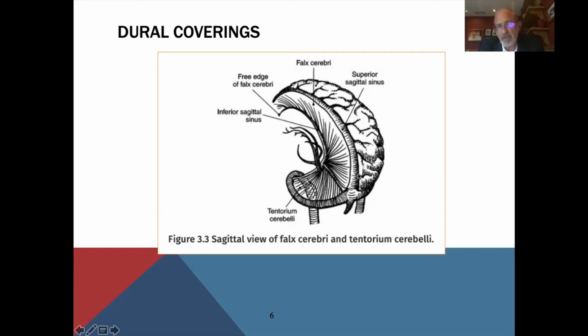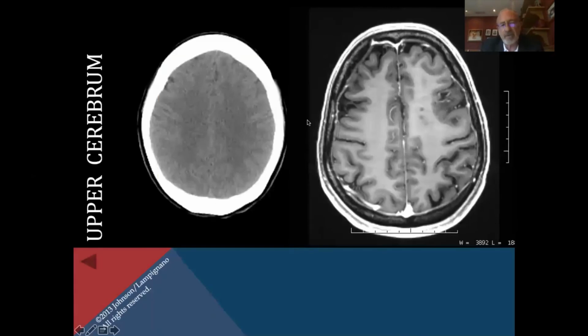This superior sagittal sinus will stand out as a landmark, and as you work your way down the cerebrum into lower portions, you'll see it as somewhat of a triangular-shaped defect or flow void artifact that will serve as an important landmark. We'll point it out as we work our way down. Here, we're going to look at the upper cerebrum, and you're going to find that there are very few landmarks that we have to worry about.